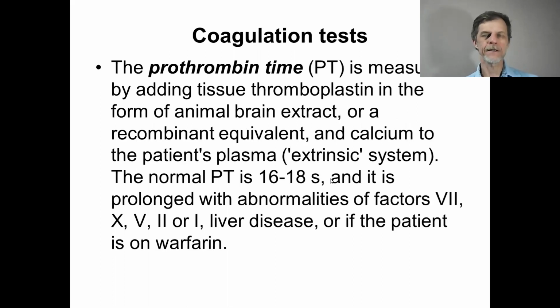Coagulation tests. Prothrombin time. Prothrombin time is measured by adding tissue thromboplastin in the form of animal brain extract or recombinant equivalent, and calcium, to the patient's plasma. Normal prothrombin time 60-80 seconds.